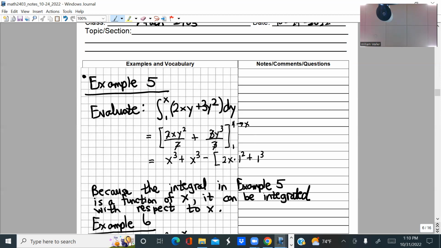Oh, the 2's canceled out. Yeah. Okay. So x times 1 squared right there plus 1 cubed. So now just do the algebra. Just gather like terms. So we have 2x cubed, and then minus, this is going to be x, and minus a 1. So it's something like this. Remember, this is a definite interval.